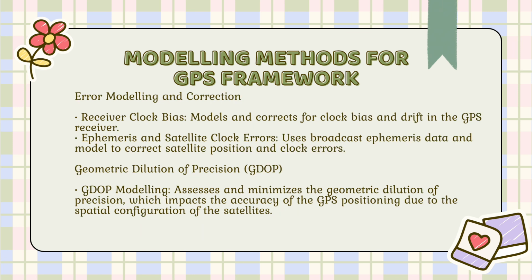Third is error modeling and correction. First is receiver clock bias, which models and corrects for clock bias and drift in the GPS receiver. Second is ephemeris and satellite clock errors, which use broadcast ephemeris data and models to correct satellite position and clock errors. Fourth is geometric dilution of precision, GDOP modeling, which assesses and minimizes the geometric dilution of precision, which impacts the accuracy of GPS positioning due to the spatial configuration of the satellites.